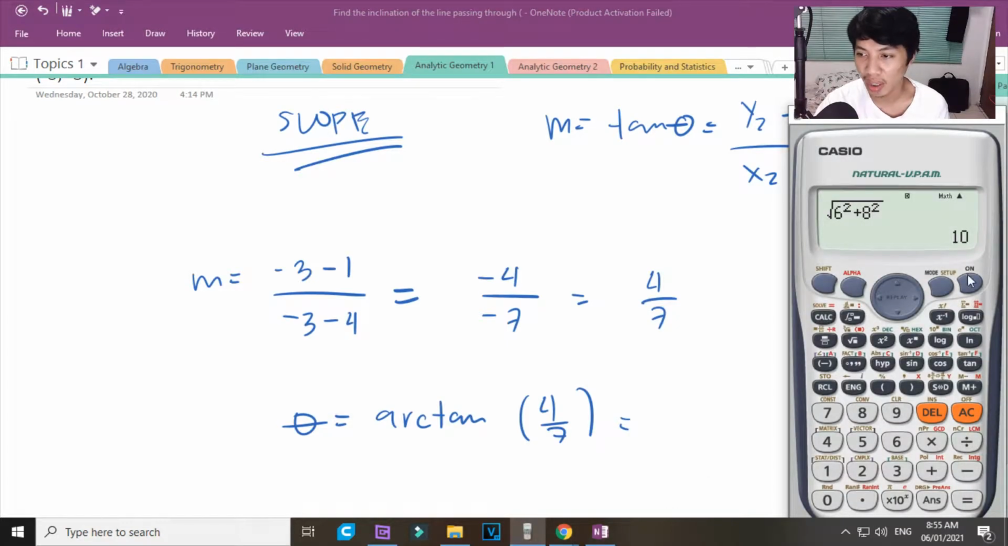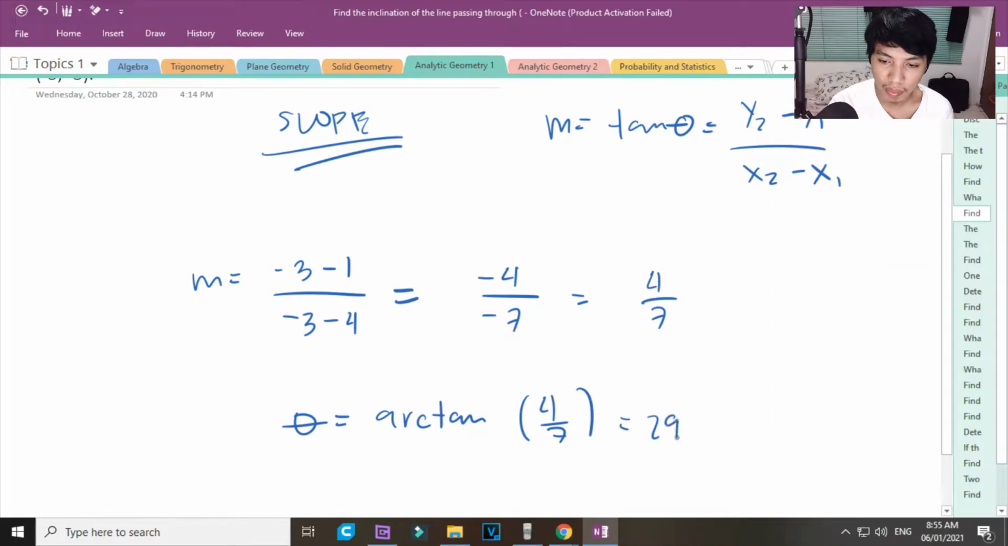Hindi natin kayang calculate yan ng mano-mano. Shift tangent ng 4 over 7. That is 29.74 degrees. Okay? That is for problem number 1.